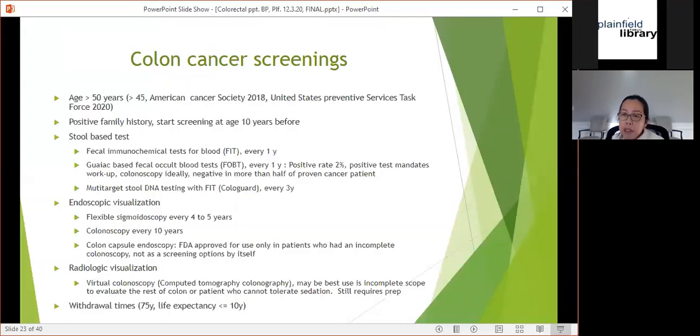Colonoscopic visualization includes flexible sigmoidoscopy every 4 to 5 years and colonoscopy every 10 years. Capsule endoscopy is approved by the FDA for use only in patients who had an incomplete colonoscopy, not as a screening option by itself. We always wonder when to stop screening colonoscopy. There is no clear cutoff. The general consensus is to stop screening after age 75 or if life expectancy is less than 10 years. Next, please.